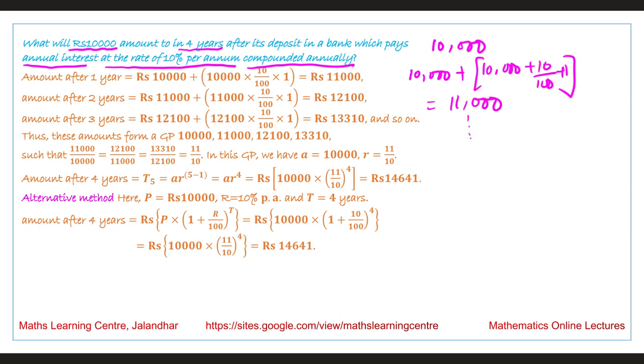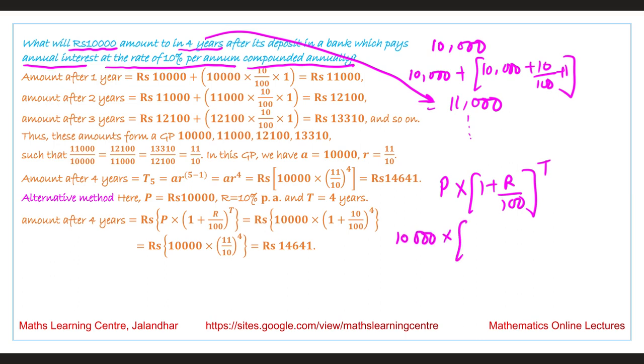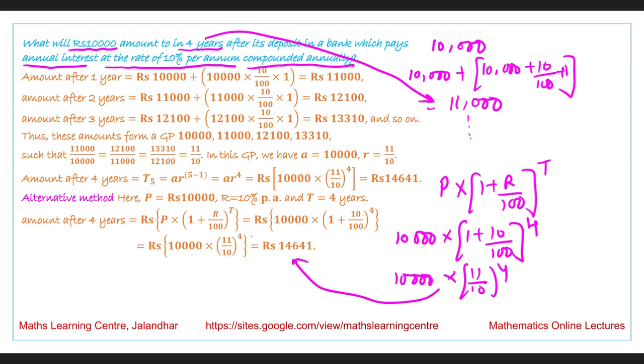Likewise, we can continue up to 4 years. Another way to do this is to directly use the formula for compound interest, which is principal into 1 plus r by 100 raised to the power time period. So it is 10,000 into 1 plus 10 by 100 raised to the power 4. So we get 10,000 into 11 by 10 raised to the power 4, and the answer we obtain is 14,641. So this is the total amount he will have after 4 years.